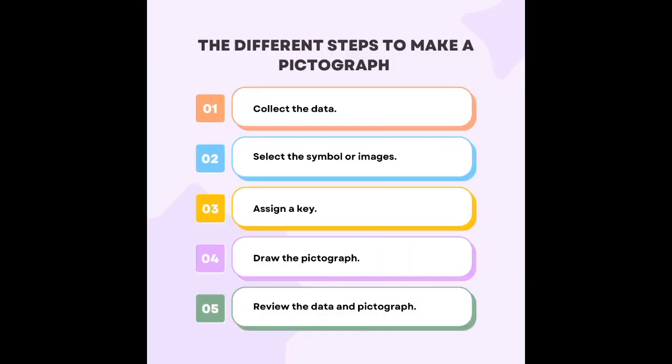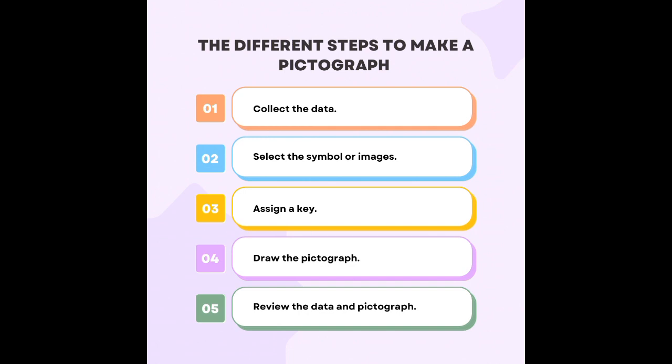The different steps to make a pictograph. Step 1. Collect the data. The first step in making a pictograph is the collection of relevant information, which we want to represent. Once the data is collected, make a table or a list of data.